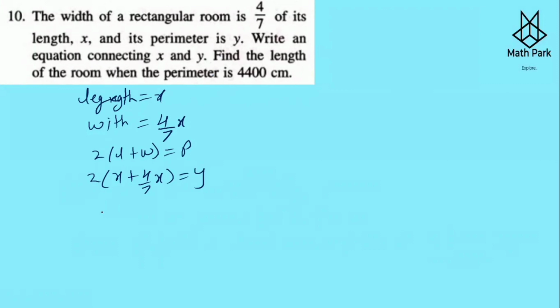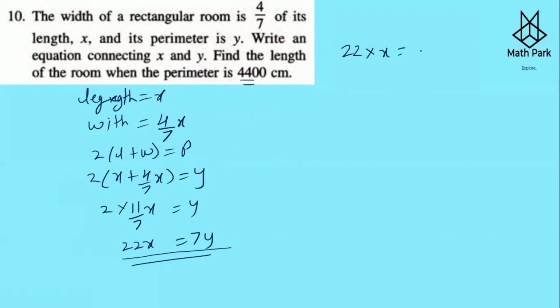So let us simplify this. We get 7, take the LCM, 7x plus 4x is 11x. 2 times 11 by 7x is equal to y. So we get 22x is equal to 7y. So this is an equation that we got in terms of x and y. Find the length of the room when the perimeter is 4400. So length of the room, that is x, when the perimeter is 4400. So let us put the value: 22 times x is equal to 7 times 4400, which is the perimeter. The y value is perimeter. So this is y.